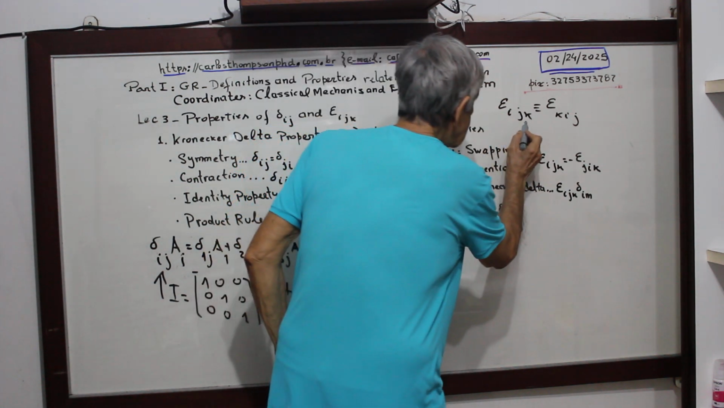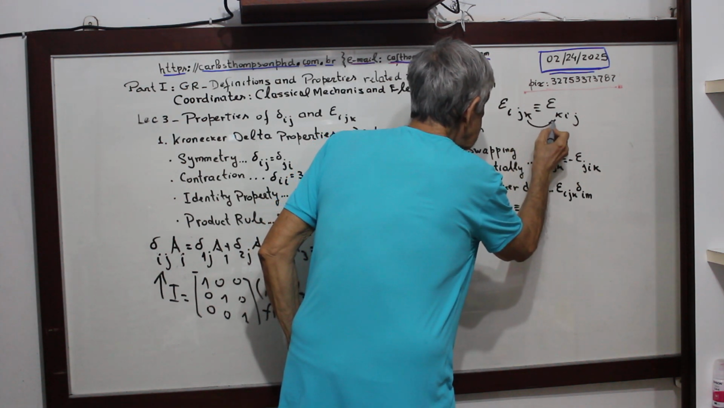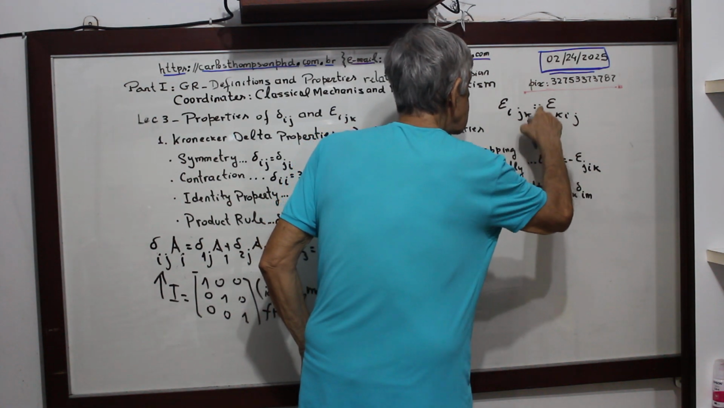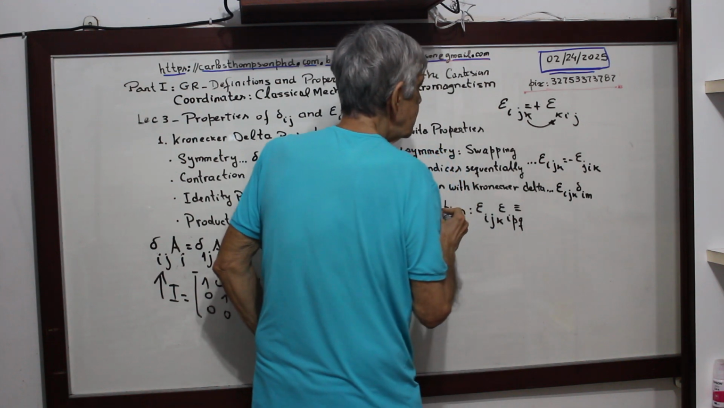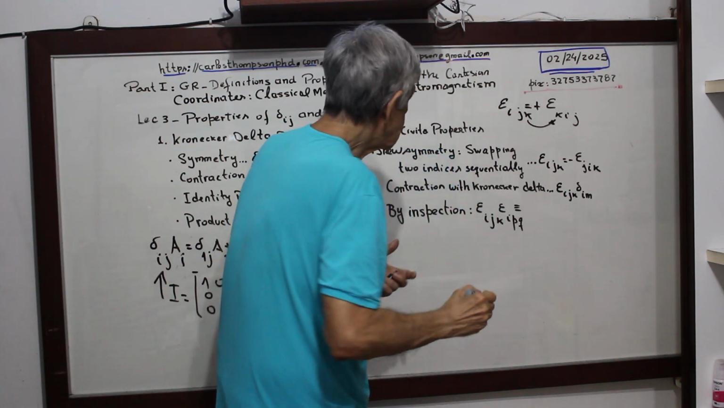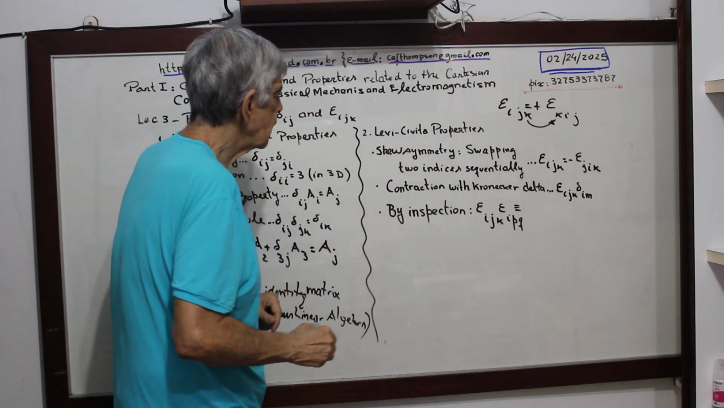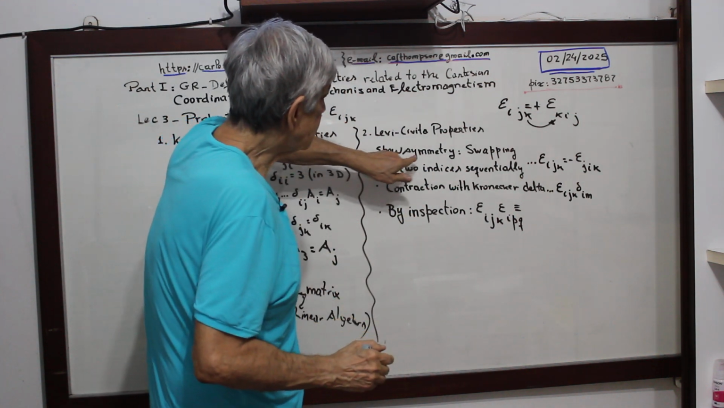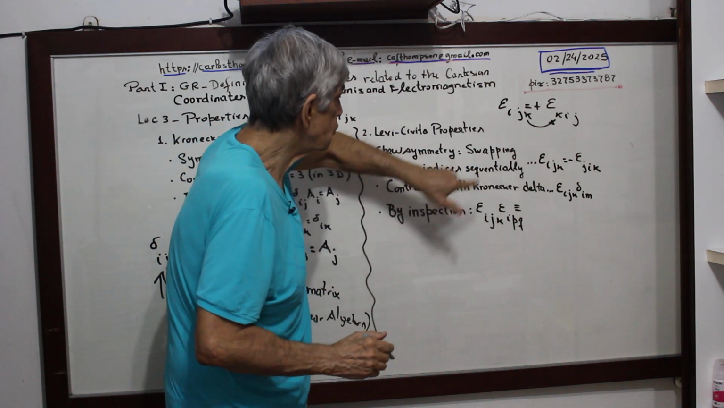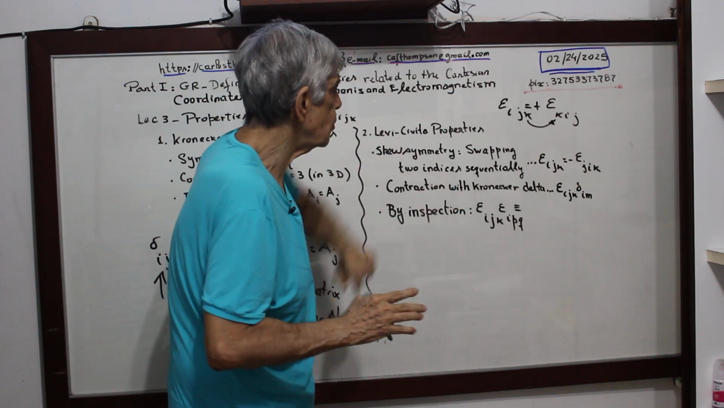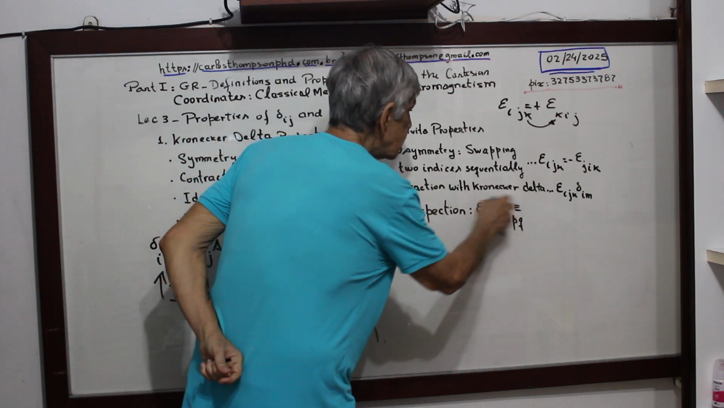So this here will come to the first position. So this is plus, because I swap it twice. Very, very clear. So this is antisymmetric, swapping the two indices sequentially. That's what I said. Now, contraction with the Kronecker delta.